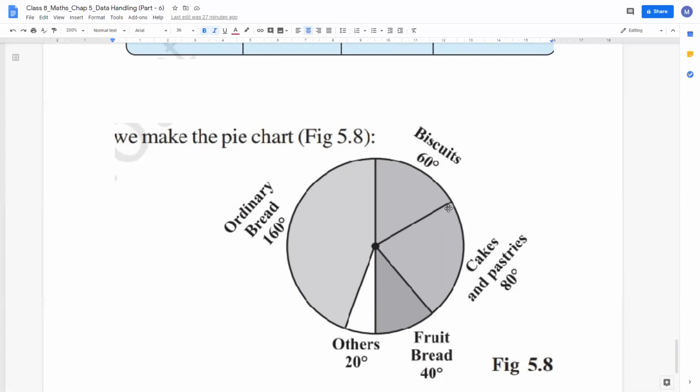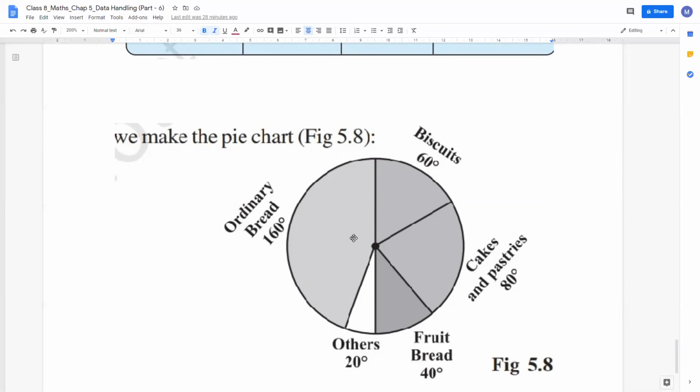Then again keep the protractor on the new radius, and cakes and pastries correspond to 80 degrees. So measure an angle of 80 degrees here, corresponding to 80 degrees. Next one, again keep the protractor on the new radius, then fruit bread corresponds to 40 degrees. So measure an angle of 40 degrees here and then draw the new radius. So 40 degrees for fruit bread. And the last one, others, 20, will come automatically.